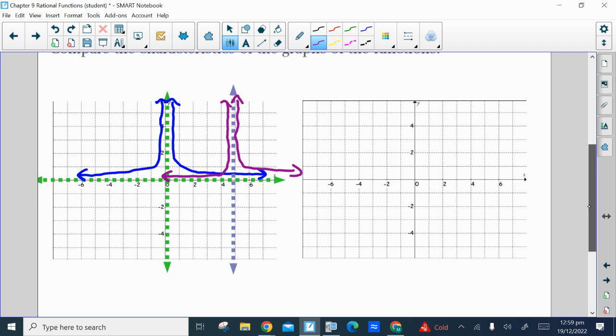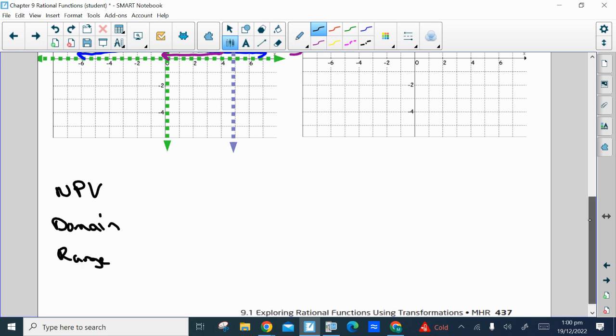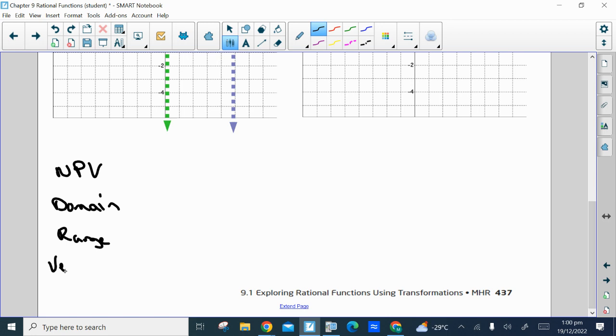So we're asked to compare these graphs. So let's do this with a chart below here. Let's have our NPVs, our non-permissive values. We'll have our domain. We'll have our range. We'll have our vertical asymptote and our horizontal asymptote.